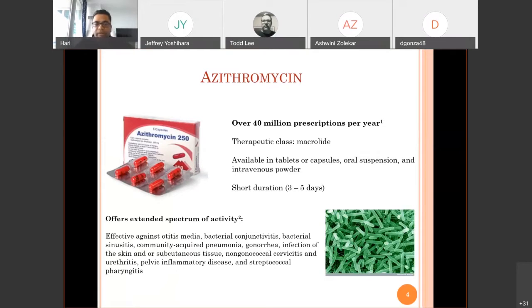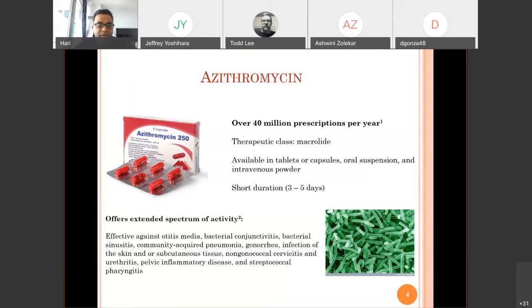So start out with this slide. There are over 40 million prescriptions of azithromycin dispensed in the United States every year. It is always going to end up in the top 10 drugs prescribed since its approval from the FDA. Azithromycin belongs to the therapeutic class called macrolides. The other cousins of azithromycin are erythromycin and clarithromycin. And again, it's been on the market for a while, since I think it was first approved in 1991, and it really took off because of its short duration.